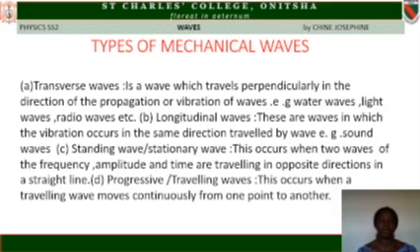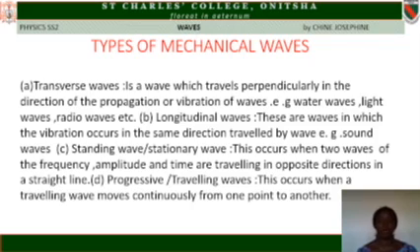Types of mechanical waves. Mechanical waves are of 4 types. 1. Transverse wave is a wave which travels perpendicular to the direction of propagation or vibration of waves. Example, water waves, light waves, radio waves. Longitudinal wave is a wave in which the vibration occurs in the same direction traveled by the wave. Example, sound wave. Then the next one is standing or stationary wave.